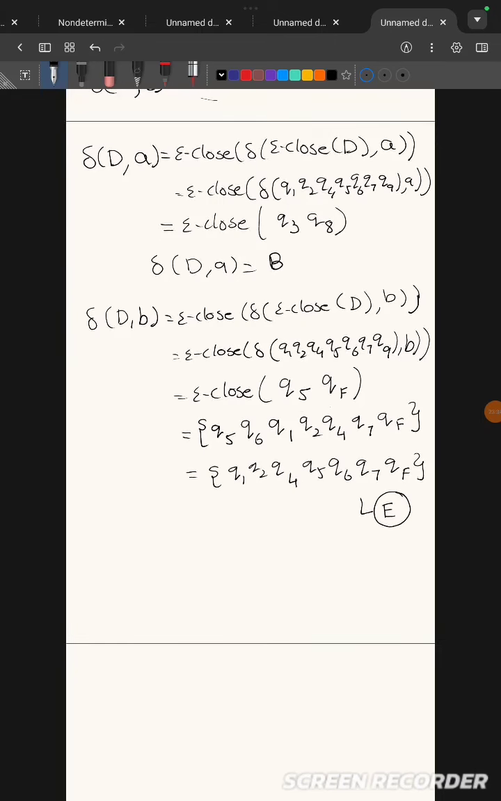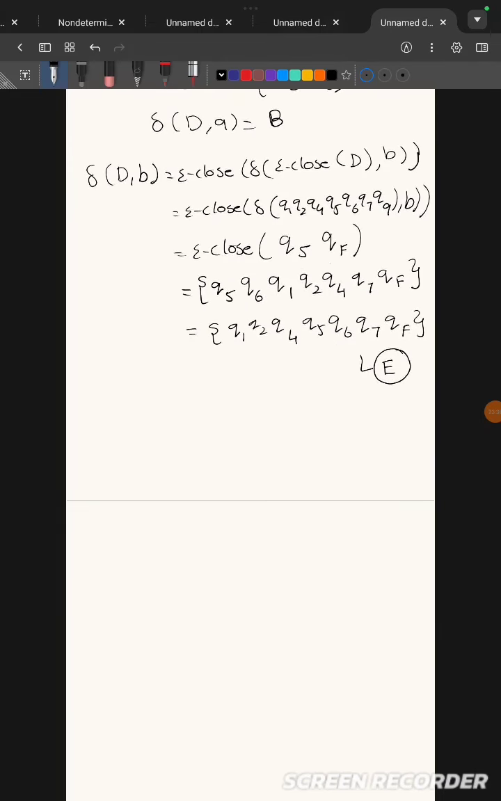Now we have formed a new state called E, for which we have to find the transition, right? Then only we can find the transition table of your DFA. So it is E comma A, epsilon closure, okay, epsilon closure of E comma A, epsilon closure.